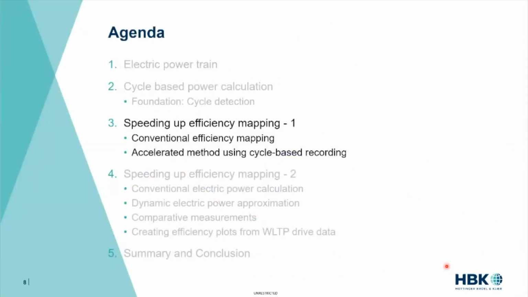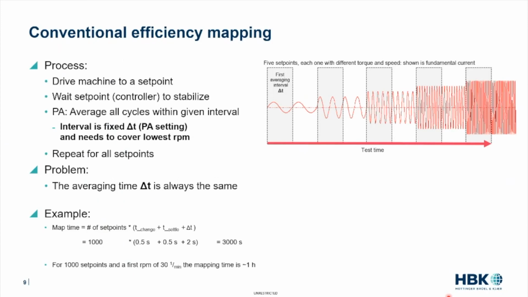Now, why can we use that to speed up efficiency mapping? Let me explain the first example, which is, I think, the easier one. When you do a mapping, you drive your machine to different set points, and you can see that indirectly here in this current channel, because we increase the amplitude of the current, which means we increase the torque, and we also increase the frequency of the current, which means we increase the speed. So this is multiple set points of the machine with different torque and speed values.